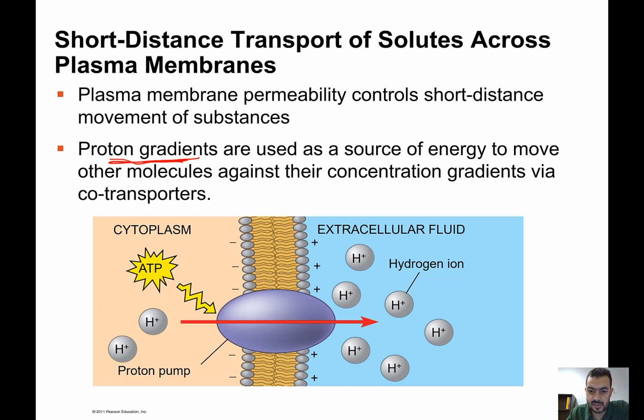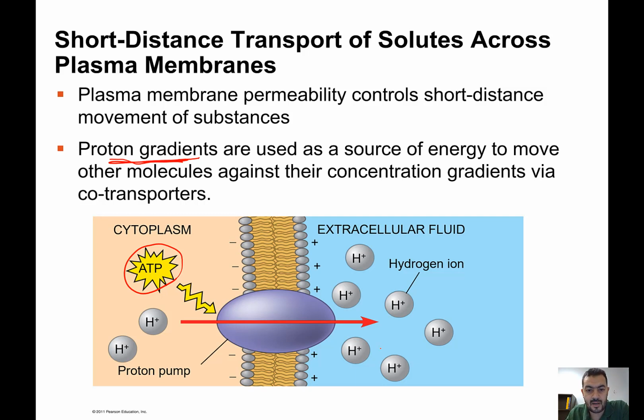So outside of the cell we have more protons than inside the cell, and to keep pumping protons from inside to outside, which is against the concentration gradient, this needs investment by spending energy in the form of ATP. So the plant will spend energy to pump protons from the inside of the cell, which is the low concentration, to the outside of the cell, which is present as higher concentration.